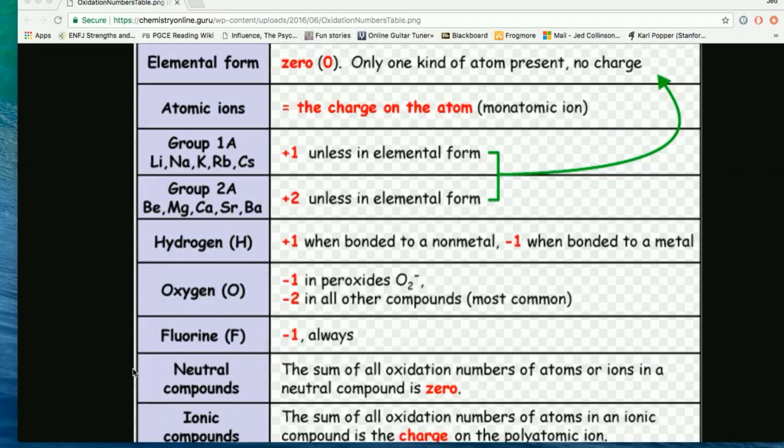Now, interesting things. Compounds, which is much more common, you're going to see them a lot more. Neutral compounds, the sum of all the oxidation numbers in a neutral compound must be 0. So for example, NaCl. Na must be +1 because it's group 1. It's a neutral compound, therefore we can assume that Cl, chlorine, is -1. You combine them together, you get 0. For ionic compounds, whatever the charge on the polyatomic ion, you add up the oxidation numbers of each individual element and you will get the charge. If you get that, then you know you've done it correctly.